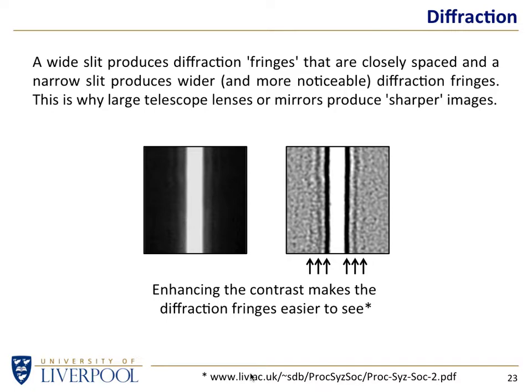But if you take a picture of that and then enhance the contrast, you see that as well as light coming through the center, perhaps you can see these dark interference fringes on the side. They're a little difficult to see, but you can definitely see diffraction fringes, these interference fringes, even just by letting light pass through two closely spaced pieces of card.